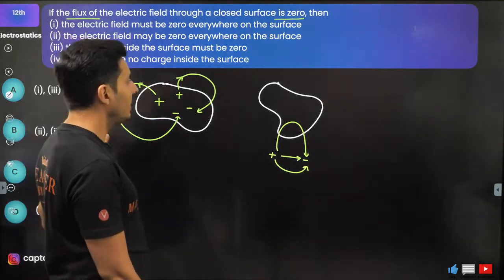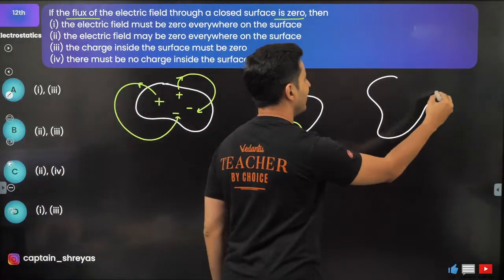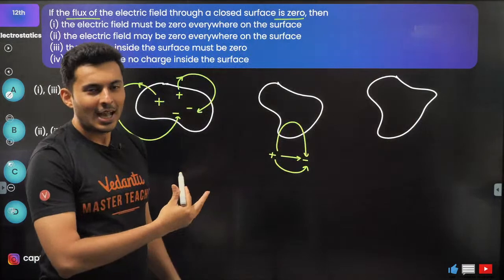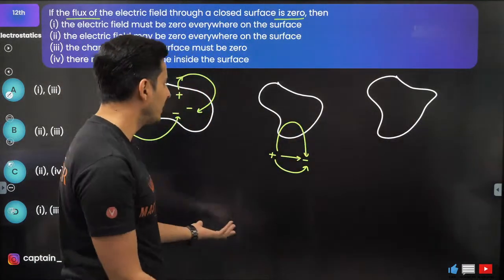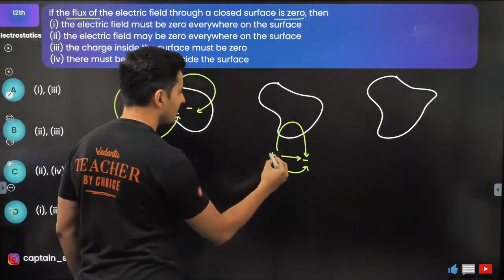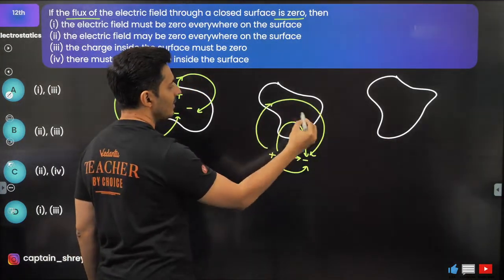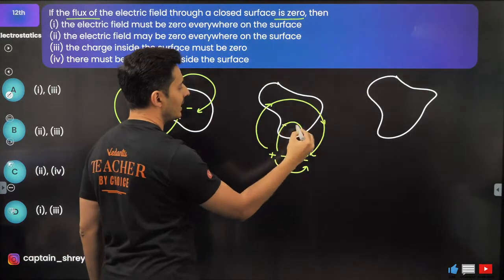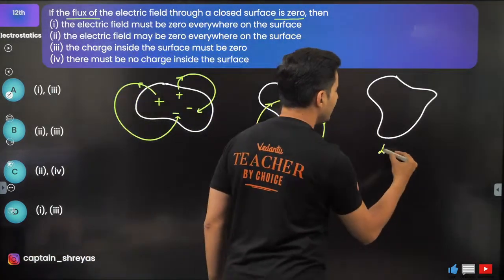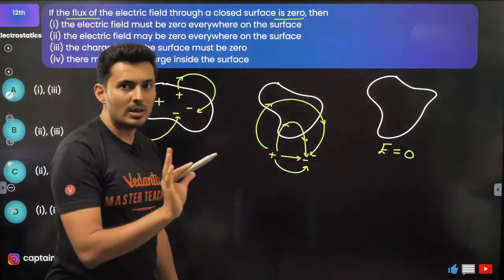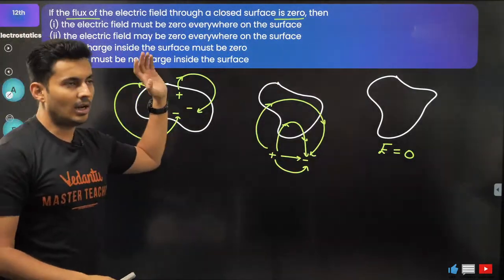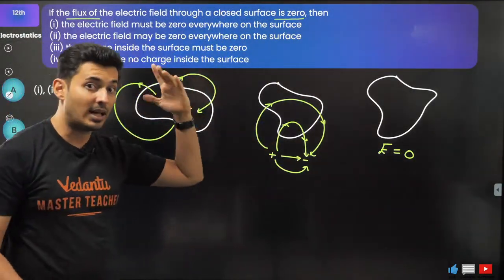And another possibility is you just have a Gaussian surface and there are no charges at all. Everywhere the field is 0. There is no field at all. At least in the earlier cases, there are field lines which are going in and coming out. Here there is no field. E is 0. These are the only possibilities. Under only these circumstances will the flux be 0.